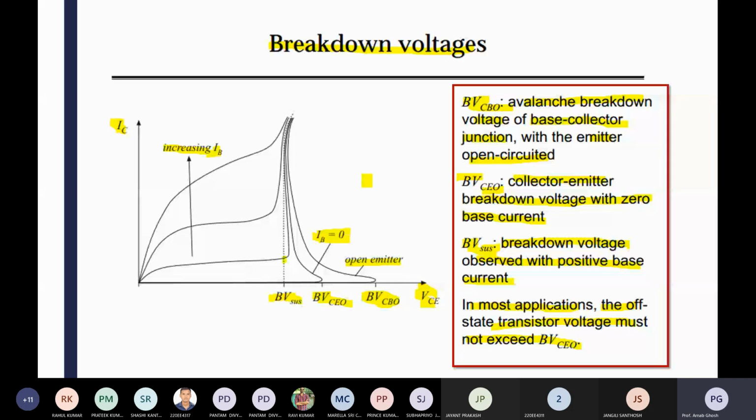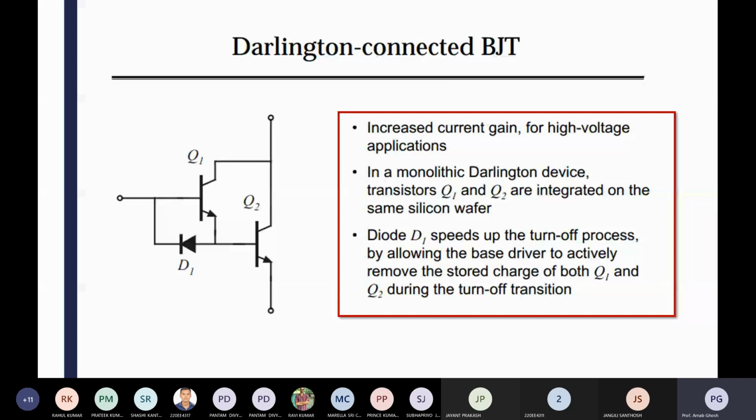Then here you can see the Darlington connected BJT. Why is it required? Sometimes we use a totem pole or Darlington configuration for increasing the current gain of your devices. I have already told you that your BJT is a current control device, so that configuration is important if you use the BJT in a triggering circuit and you need to trigger some other devices.